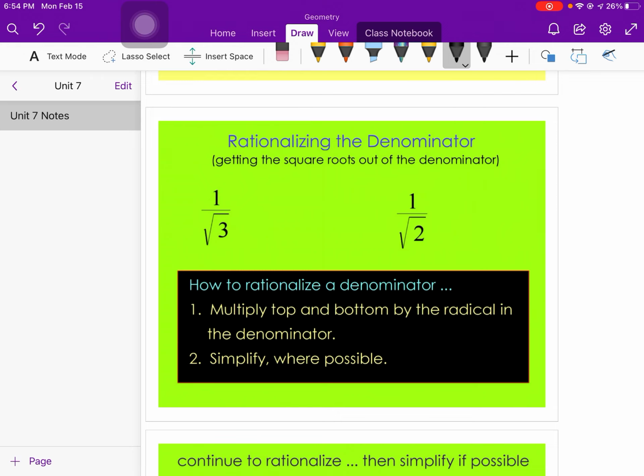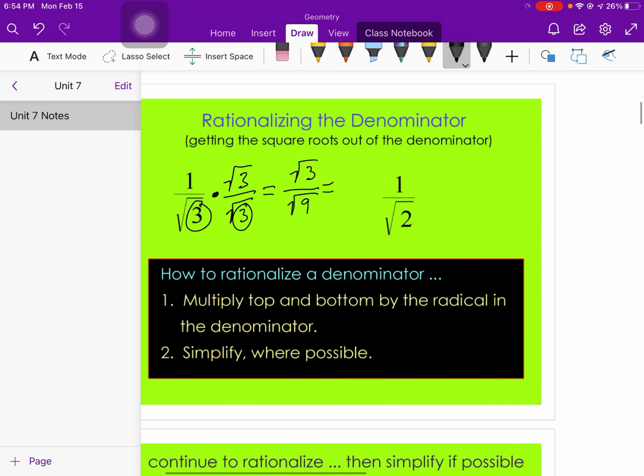Now, rationalizing the denominator, this is something you've definitely seen before. It's probably just been a while. You look at whatever your denominator is, and you multiply the top and the bottom by the radical in the denominator. So in this case, we would take the top times the square root of 3 and the bottom times the square root of 3. What this does is 1 times the square root of 3 is just the square root of 3, and then the bottom, you can actually multiply 3 times 3 under the radical, and you get the square root of 9. Now, the square root of 9 simplifies to be 3 because it's a perfect square. So this would be the rationalized version.